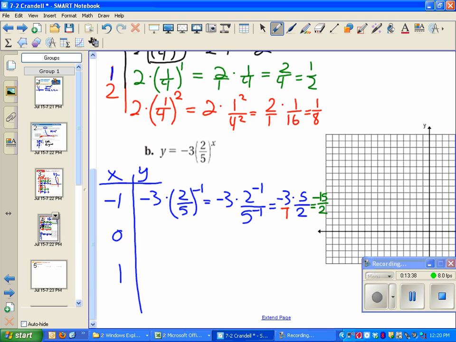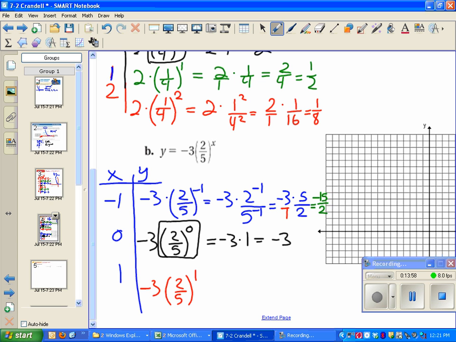Okay, so if you can do 0 and 1 all by your lonesome, please pause the video and try them. Just try it right now. Okay. So we have -3, 2 over 5 to the 0 power. Anything to the 0 power is 1, so we have -3 times 1, which is -3. And then -3 times 2 over 5 to the first power. That's the same thing as -3 times 2 over 5. So for fractions, we multiply straight across and we get -6 over 5.